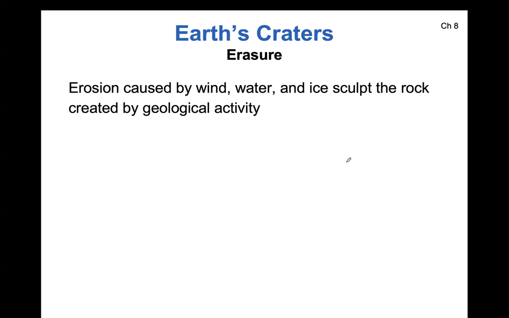But even more, we've got weather, right? So erosion, from rain, from wind, from ice, such as glaciation, is going to sculpt rock, right? And that's able to cause mountain ranges to disappear over long periods of geological time, hundreds of thousands or millions of years. Well, if whole mountain ranges can disappear because of erosion, certainly a crater can as well.